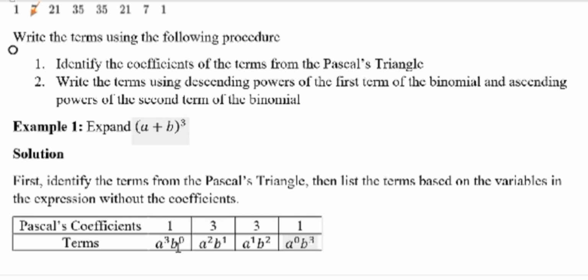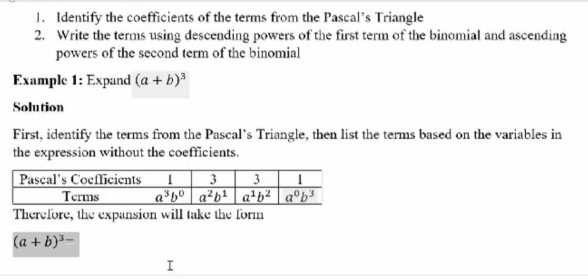So we shall have B raised to power 0, B raised to power 1, B raised to power 2, B raised to power 3. So these are the ones that we shall use in expanding. Therefore, we shall say A plus B cubed is equal to this one times this.